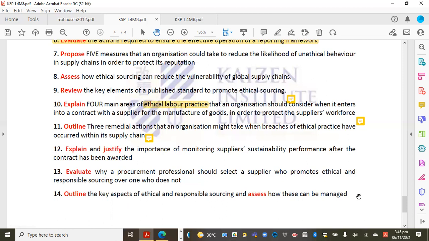So how do we manage bribery? How do we manage corruption? How do we manage fraud? How do we manage human rights infringement? Modern slavery, sustainability, equality. I hope you get a question.